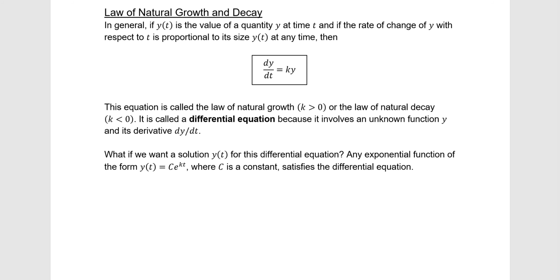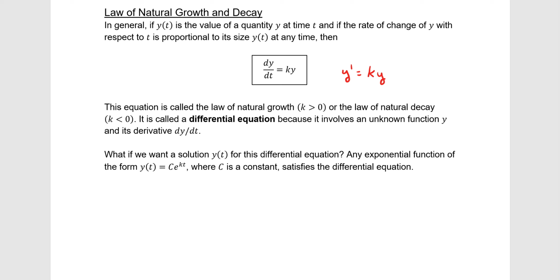So let's take a look at the law of natural growth and decay. This is essentially what we just mentioned. If y of t is the value of a quantity y at a time t, and if the rate of change of y, which is dy dt, is proportional to the size y of t, then we have dy dt equals k times y. Just remember that we can also write it as y prime equals k times y. Same thing we just mentioned: the derivative is going to equal the original function times some constant.